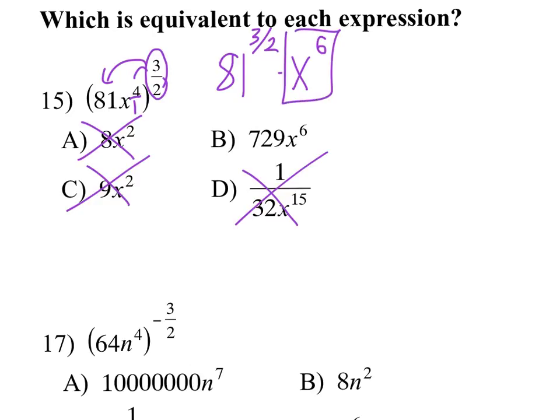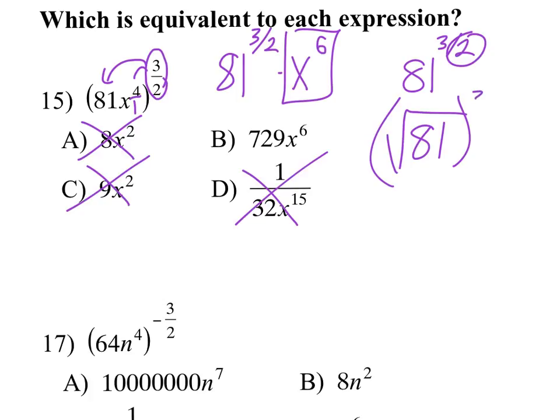Now let's talk about 81 to the 3 halves. 81 to the 3 halves, I'm going to rewrite as a radical expression. The half on the bottom makes this the square root of 81, and then we're going to have that to the 3rd power. In looking at this, the square root of 81 we know is 9, and 9 cubed is going to be 729. That's where this 729 comes from.